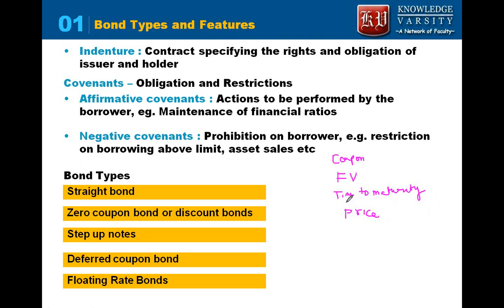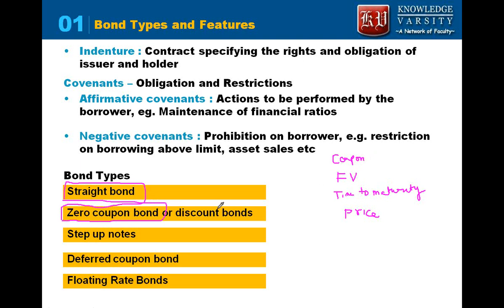The simplest type of bond is the straight bond, also called the plain vanilla bond. This straight bond regularly pays a coupon. The coupon can be paid annually, semi-annually, or monthly. It has a face value, it has a certain time to maturity. It is the simplest type of bond. Then next you have the zero coupon bond. By the name, it suggests that the coupon of this bond is zero. So the coupon is zero for this bond.